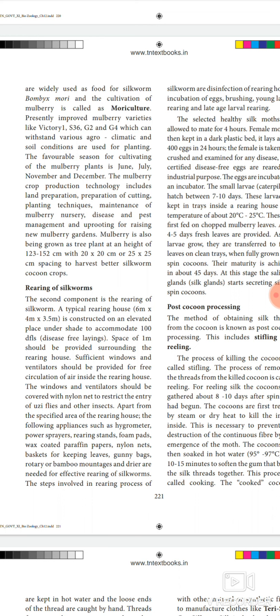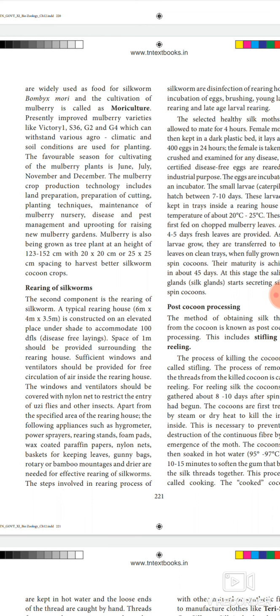Next we see the rearing of silkworm. Here the second component is the rearing of silkworm. A typical rearing house, 6 meters by 4 meters by 3.5 meters, is constructed on an elevated place under shade to accommodate 100 DFLs. DFLs means disease-free layings. Then a space of 1 meter should be provided surrounding the rearing house.